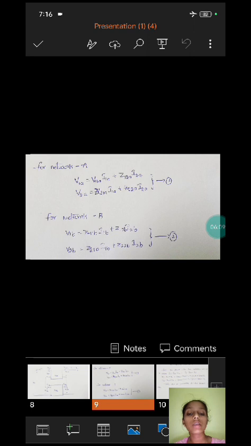These two equations are equation 1. And from network B, V1B is equal to Z11B I1B plus Z12B I2B, and V2B is equal to Z21B I1B plus Z22B I2B.